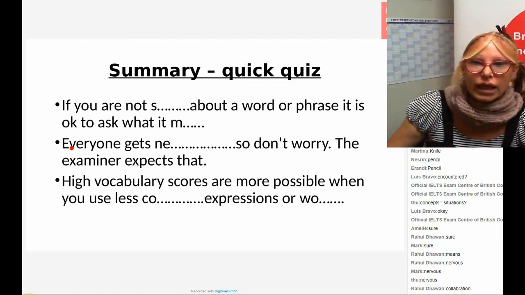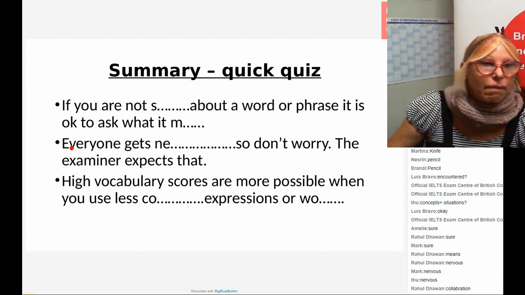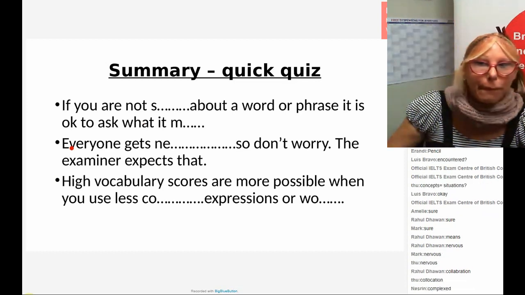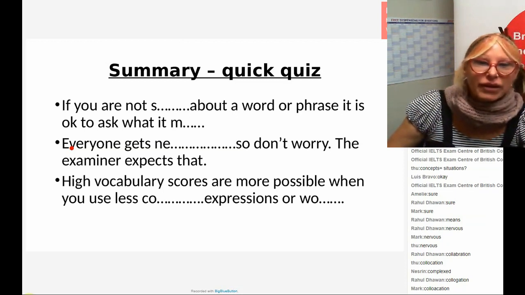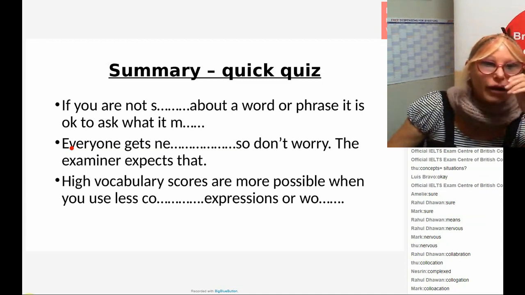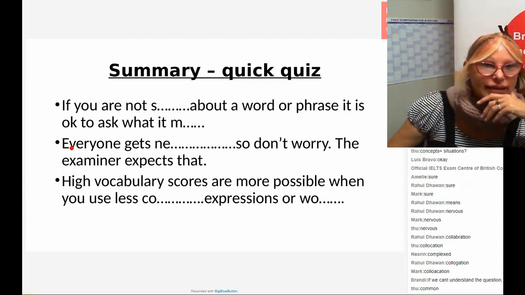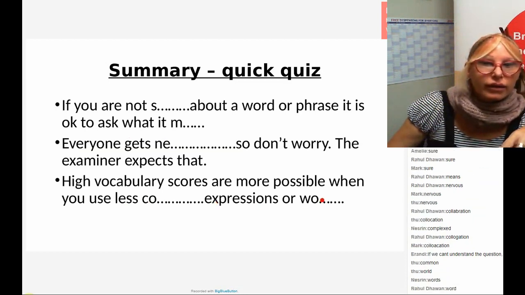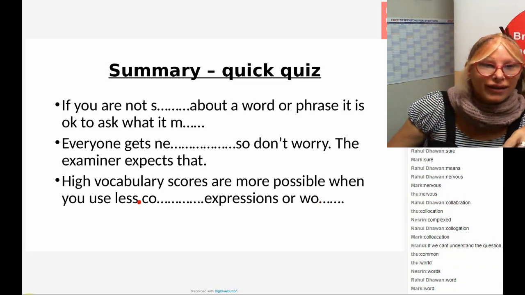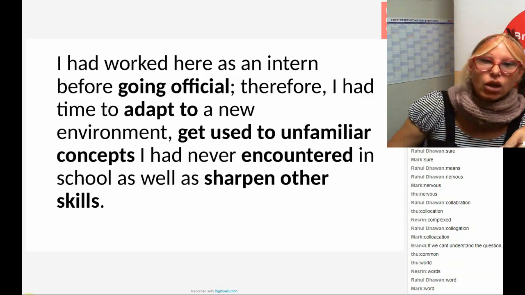And high vocabulary scores are more possible when you use less common expressions. The word is less, so I will take you back and show you where it talks about that. Yes, that's right, Randy, you can ask them to explain a word or a phrase. The word here is common: less common expressions or words.